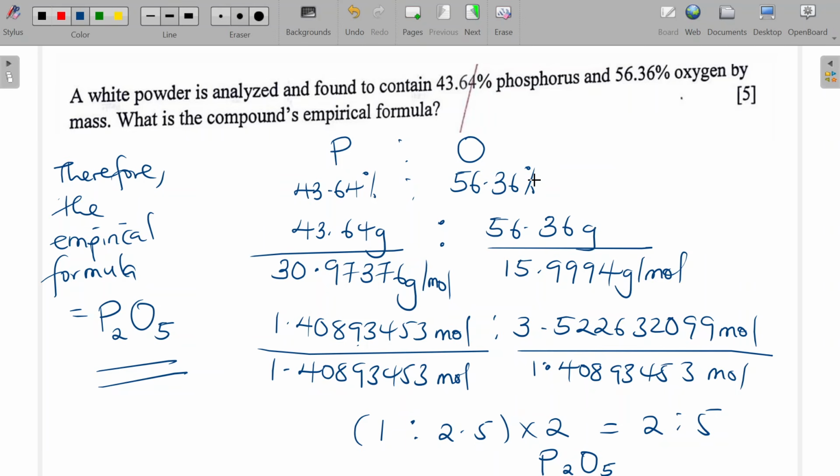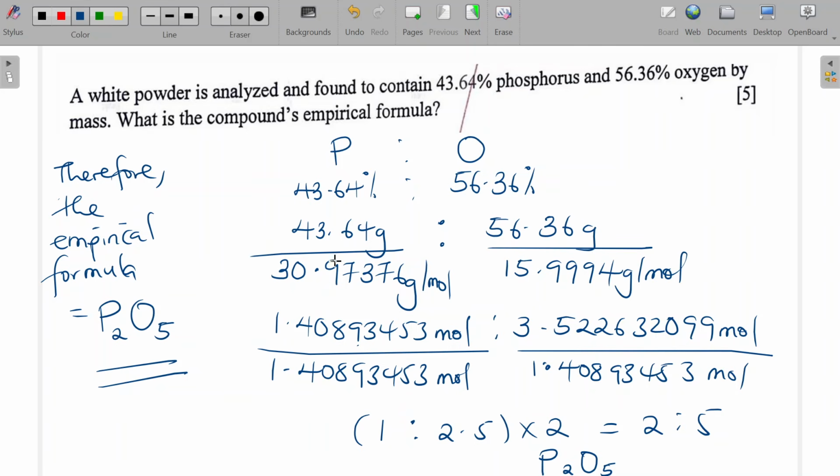I have a question, sir. Yes, you're welcome. You are free to ask. So what if we had a number like 2.6, 2.7, or 2.3, 2.4? Which factor should we multiply it by for us to get a whole number, or how can we do it?